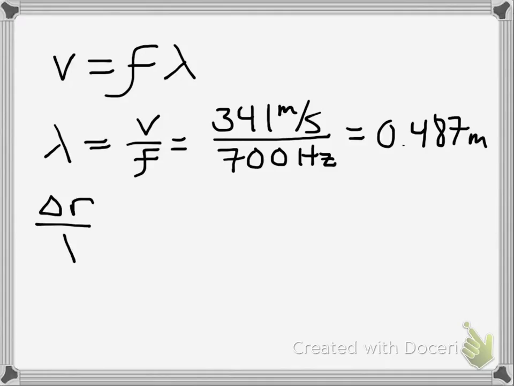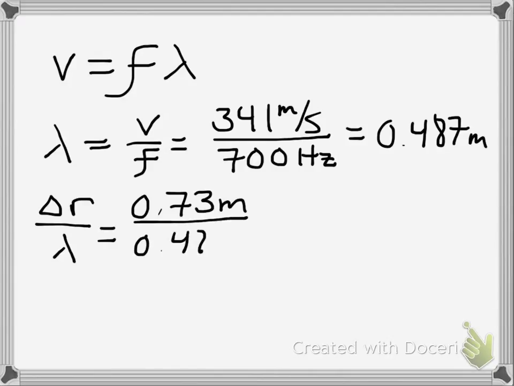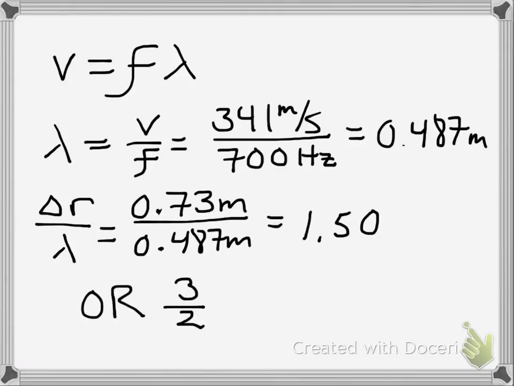So if we want to take a look at our path length in terms of how many wavelengths it is, we'll divide our path length difference by the wavelength. And find out that this is 1.5. So now notice that our units cancel. So this is basically like saying that our path length difference is 3/2 of the wavelength. So since our sources are identical, meaning our inherent phase constant is 0, this means that we're talking about destructive interference. If our phase constant was pi, then we'd be talking about constructive interference.